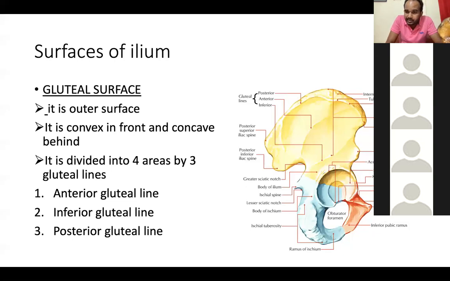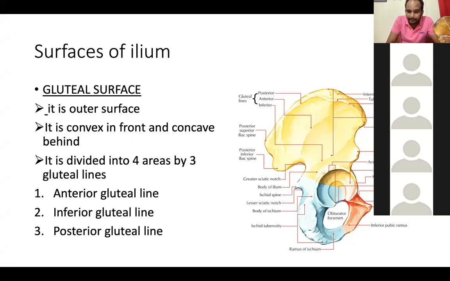May I repeat once again? Yes, sir. See, the gluteus maximus muscle will take origin from the area behind the posterior gluteal line, this area. Gluteus maximus. Okay?